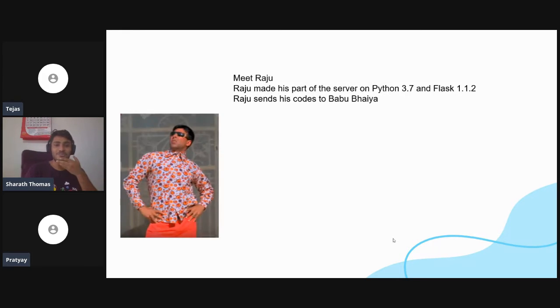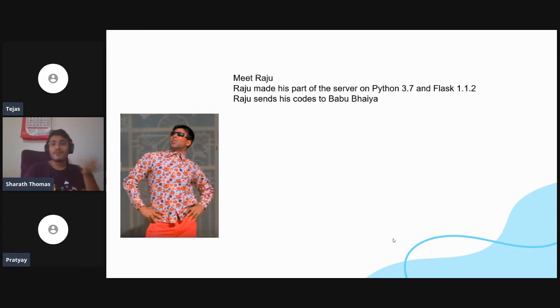And then there's Raju. Raju's cooler, so he uses the more recent version. He used Python 3.7 and Flask 1.1.2. And then Raju sends his code to Babuya.